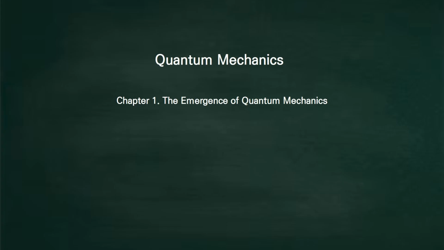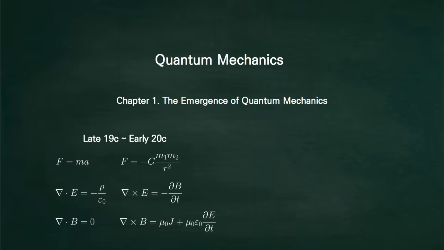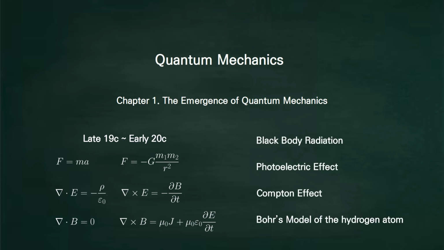Today, we are going to explore the emergence of quantum mechanics. In this lecture, we will look back at the late 19th and early 20th centuries. Classical physics, based on Newton's laws and Maxwell's equations, described motion, forces, and electromagnetism successfully. However, certain experimental observations could not be explained by classical physics, leading to the birth of quantum mechanics.